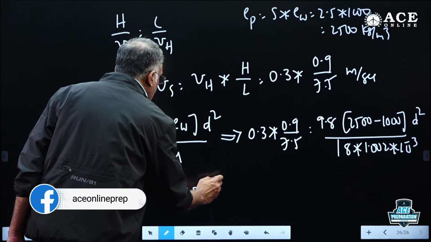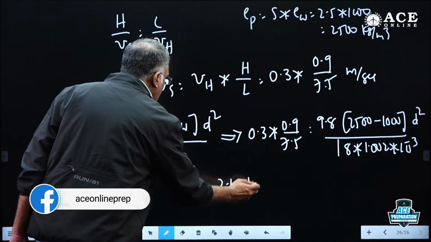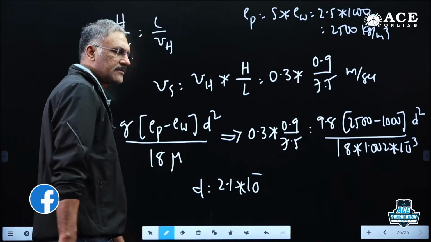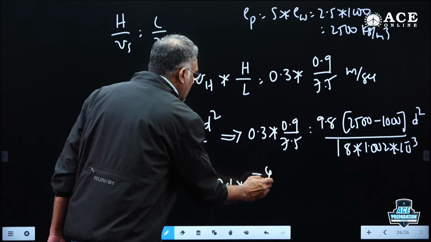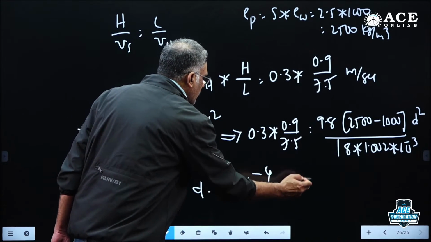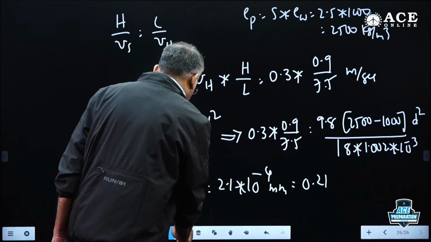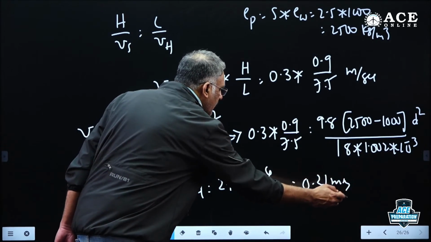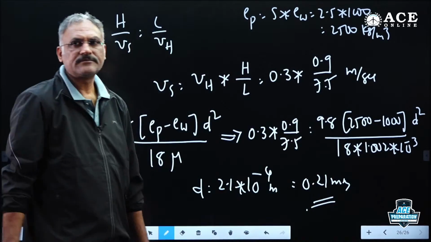The answer is 2.1 into 10 power minus 4 meters, which is equal to 0.21 mm. That's how we can calculate. Clear?